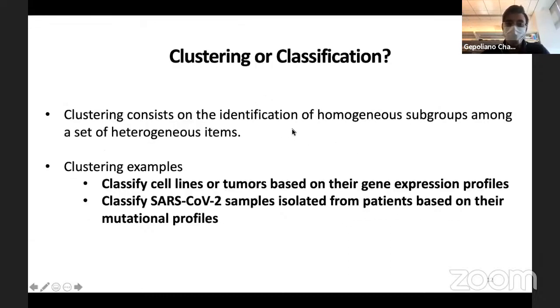So clustering consists of the identification of homogeneous groups among a set of heterogeneous items. In the specific case of neuroblastoma, what I do is I classify cell lines or tumors based on their gene expression profiles. The other thing that I have worked with is classification of SARS-CoV-2 based on their mutational profiles. You would agree with me that mutations are important in cancer and are also important in COVID-19.